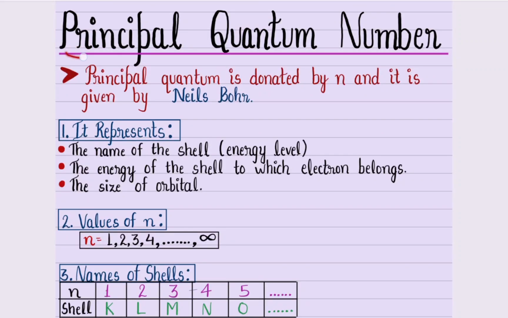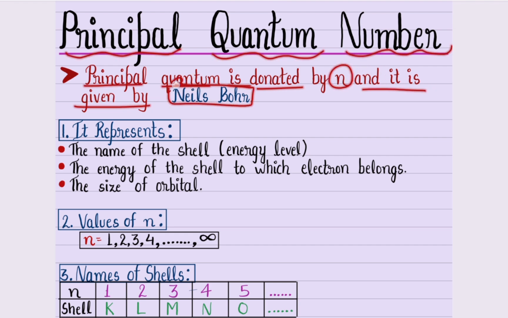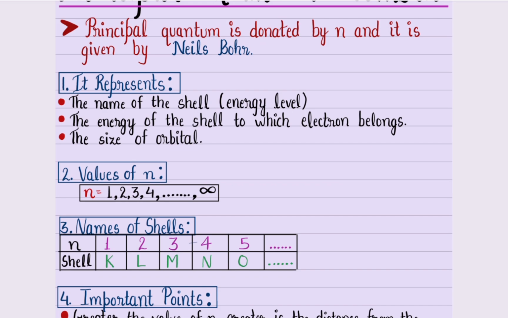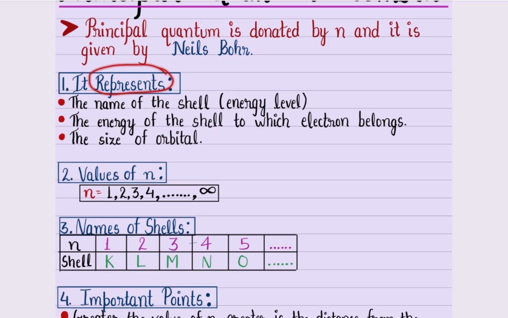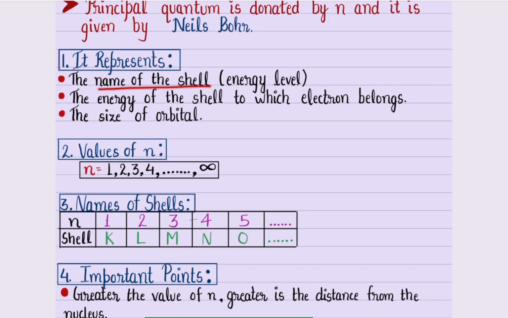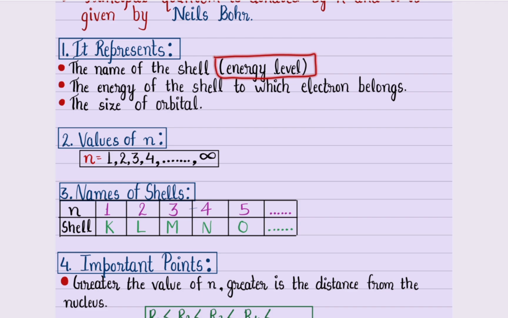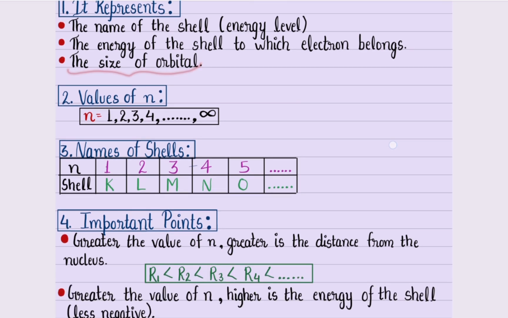So today's topic is principal quantum number. Principal quantum number is denoted by n and it is given by the scientist Niels Bohr. What does principal quantum number represent? It represents the name of the shell, which is also known as the energy level. It represents the energy of the shell to which the electron belongs, and it represents the size of the orbital.